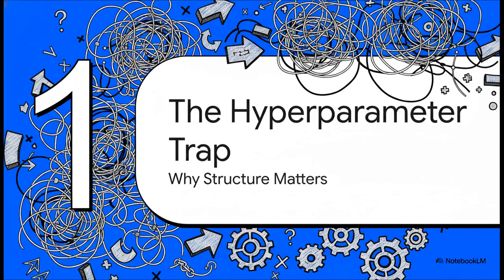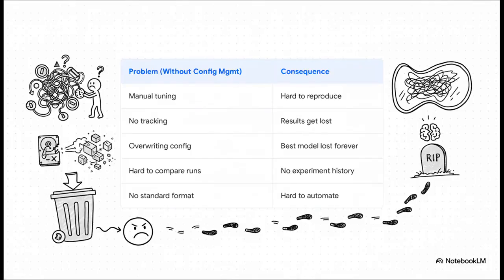And all that chaos, well, it leads us right into what I like to call the hyperparameter trap. And this isn't just about being a little messy. No, a lack of structure is something that actively hurts your model's performance. It damages your project's chances of succeeding in the long run. And look at this. You can see the direct line from problem to consequence. You're tuning things by hand? Well, good luck trying to reproduce that later. You've got no real tracking system? Poof, your best results just vanish into thin air. But the one that really gets me, the absolute worst, is when you accidentally overwrite a config. Just like that, your best model could be gone, forever. That's why this lack of structure is so incredibly dangerous.